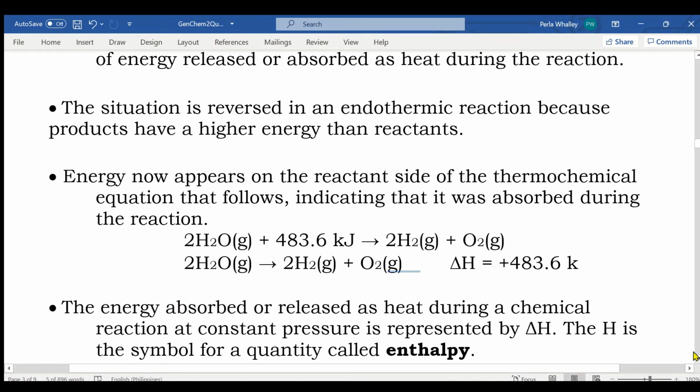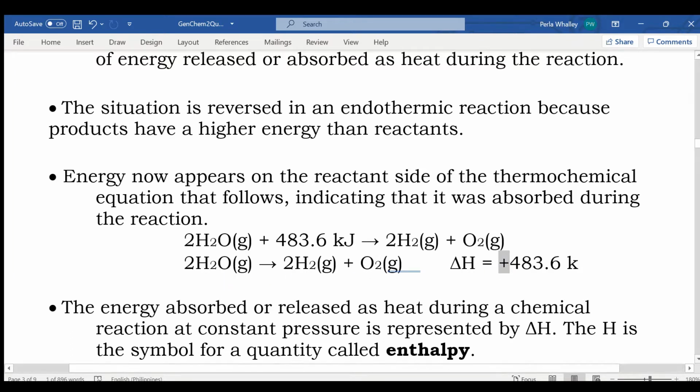The situation is reversed in an endothermic reaction because products have a higher energy than reactants. Energy now appears on the reactant side of a thermochemical equation that follows, indicating that it was absorbed during the reaction. When it is absorbed during the reaction, it is added in the reactant side. Or it can also be expressed as this, which is not included in the reaction, but you have to write delta H is equal to positive because it is absorbed.